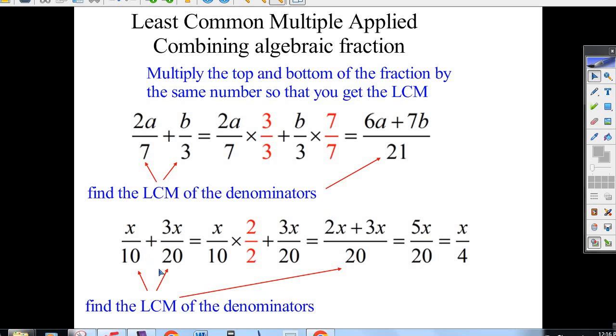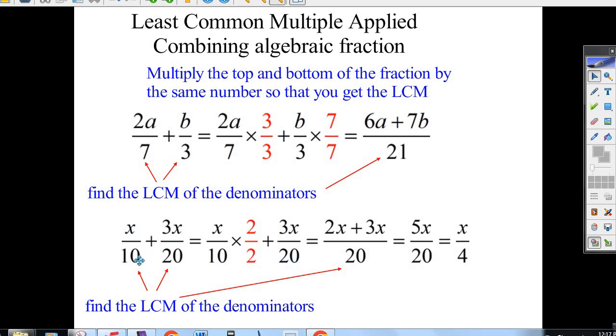Let's just do another question. You know, you'd always get a common denominator if you multiply them together, but that'd be a real bad idea here because the smallest number that 10 and 20 both go into is 20 itself. You see, 2 times 10 is 20, and 1 times 20 is 20. You see how the lowest common multiple is just 20.